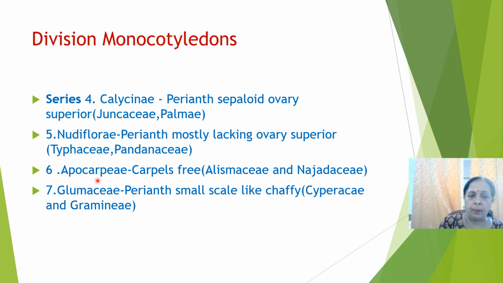The sixth is Apocarpae, where the carpels are free, and this series includes Alismaceae and Naiadaceae. The seventh series is Glumaceae. Glumaceae show a small scale-like perianth, which is colorless, white, or skinny brown, which you have seen in wheat and grasses. And this series includes 2 families, Cyperaceae and Gramineae.